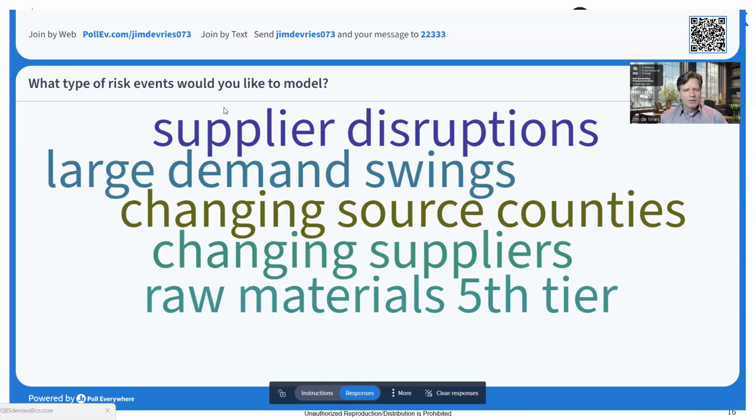With that, we want to move to the polling question today and get your feedback on what are some of the types of risk events that you would like to model. We see a few of them in here: supplier disruptions, changing sources of different countries. There's a lot of insourcing, reshoring, onshoring, different types of things going on around the world, things that you might want to look at, or what would happen if you had a supplier disruption in a cluster, and how could you possibly overcome that by doing one of these things?